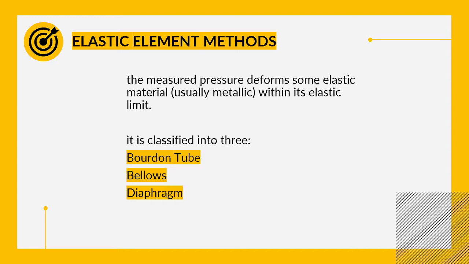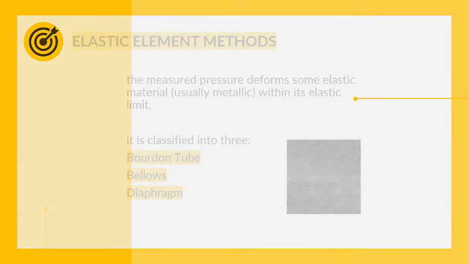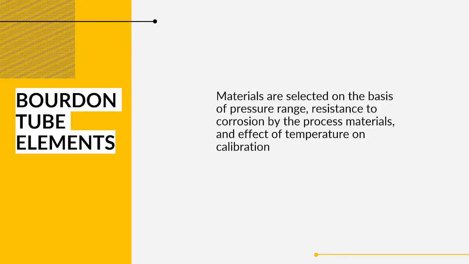Let's discuss now the three groups. First, we have the Bourdon tube elements. In this device, materials are selected on the basis of pressure range, resistance to corrosion by the process materials, and effect of temperature on calibration. The most often utilized equipment for this is the C-spring Bourdon tube pressure gauge.